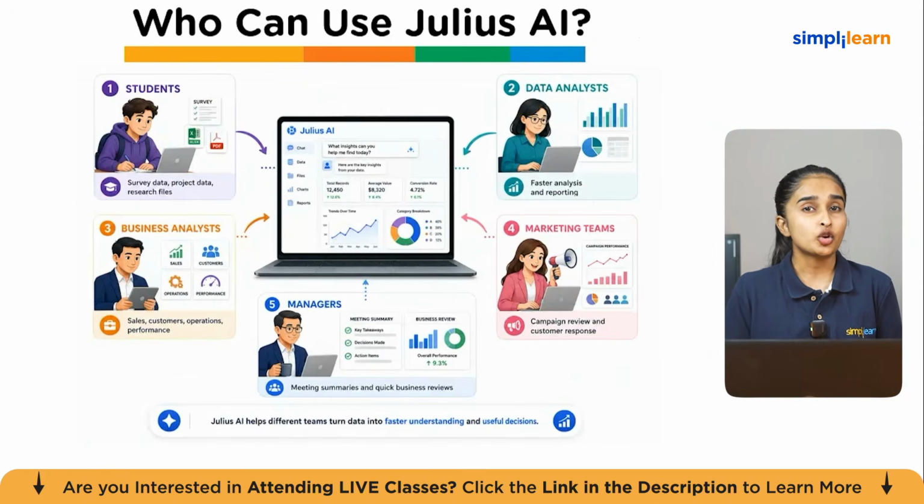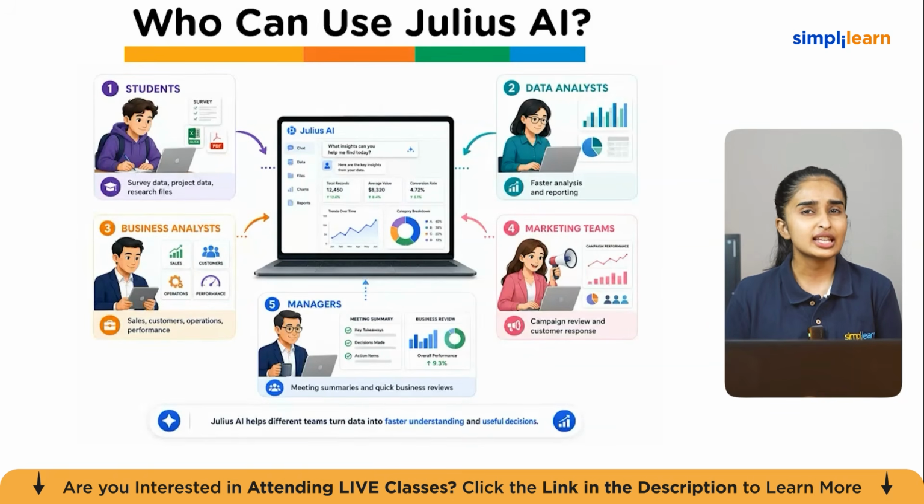So now that we understand the problem Julius AI solves, let's take a look at who can use it. Now, Julius AI can be useful for many types of users. Students can use it to understand survey data, project data, or research files. Now, data analysts can use it to speed up basic analysis and reporting. Business analysts can use it to understand sales, customer, operation, or performance data. Marketing teams can use it to review campaign data and customer response. Managers can use it to prepare meeting summaries and quick business reviews. Small business owners can use it to understand sales, profit, and customer trends without needing a large amount of data teams.